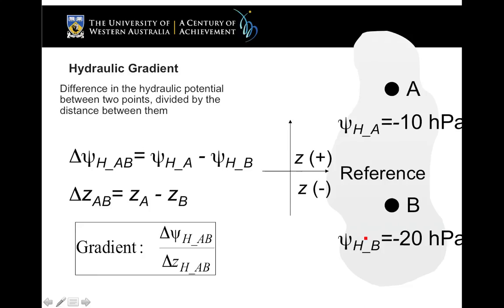So in this case, we've got the total hydraulic head at A is negative 10 hectopascals in terms of pressure. The total hydraulic head at B is minus 20 hectopascals. And let's say there's a 10 centimetre difference between A and B. What do you think the hydraulic gradient is?